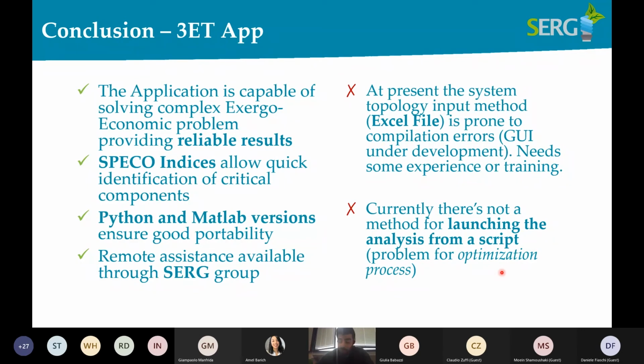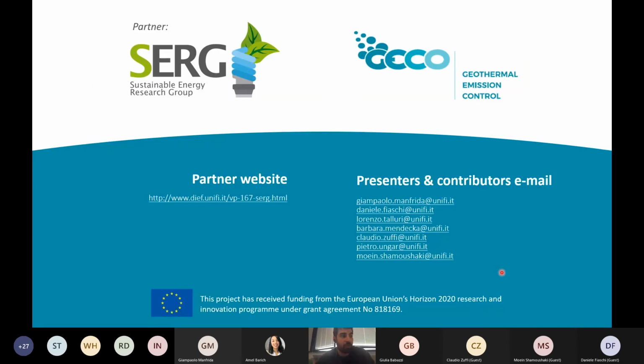The issues could be that at present, the topology input is not so good. I mean, it's an Excel file, so you have to take a bit of time to understand it, but it's not something really difficult. And there's not an option of launching the analysis from a script, so there could be an issue for optimization processes, but we are working on it. So I really would like to thank all of you for listening to this presentation.